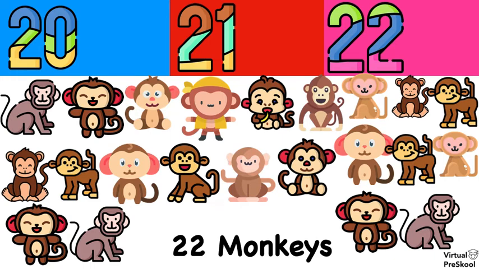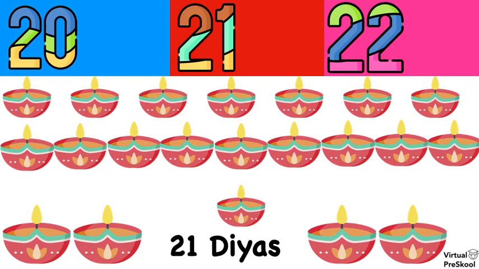There are 22 monkeys. What's 22? 22. There are 21 diyas. What is 21 in Hindi? 21.